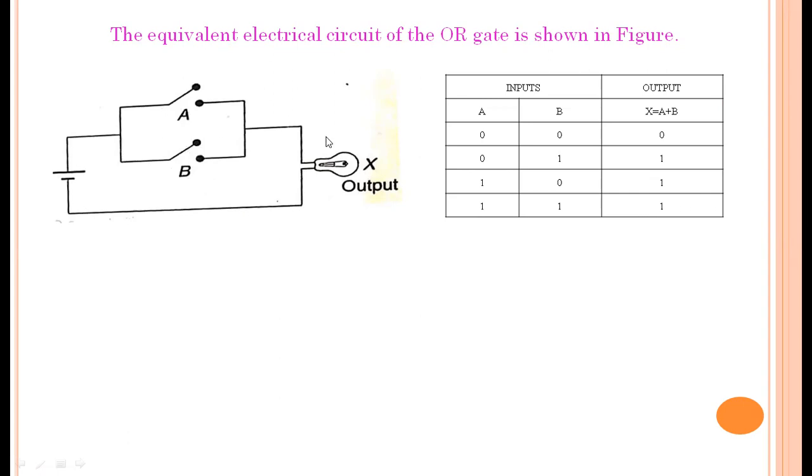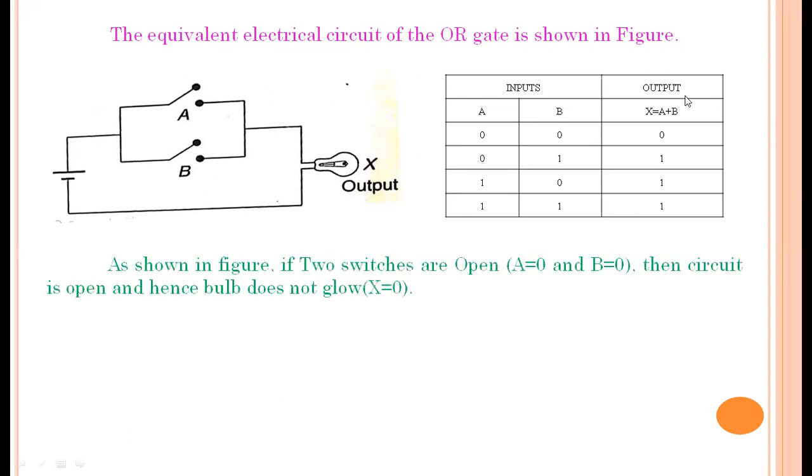Circuit is not completed is nothing but current cannot flow through the bulb, so the bulb does not glow. Bulb does not glow is nothing but the output is 0. That is shown here. X is equal to 0 shows that the bulb does not glow.